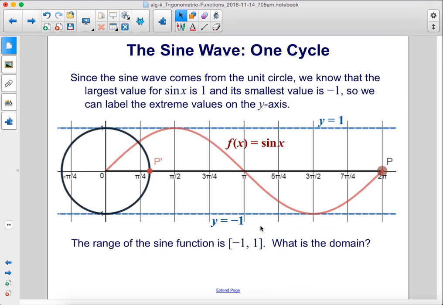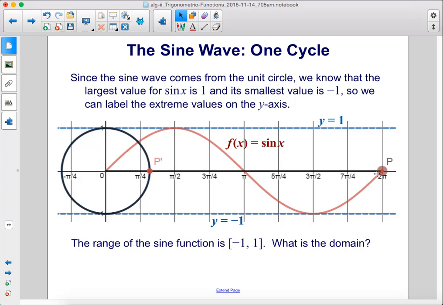Since the sine wave comes from the unit circle, we know that the largest value for sine x is 1, and its smallest value is -1. So we can label the extreme values on the y-axis of 1 and -1, these blue dashed lines. The range of the sine function is from -1 up to 1.